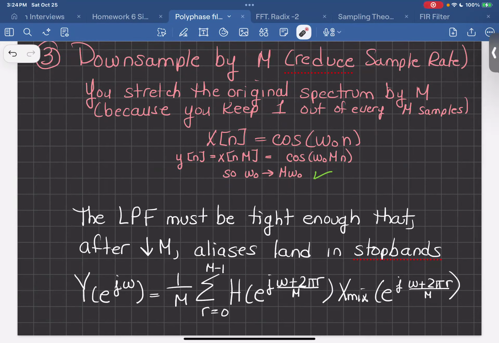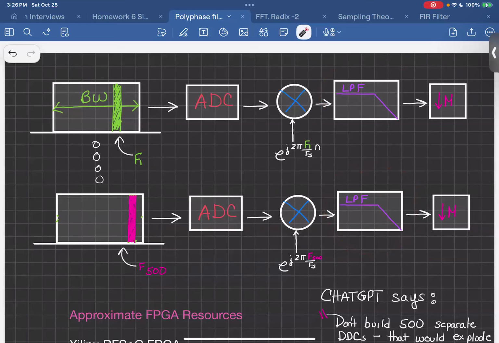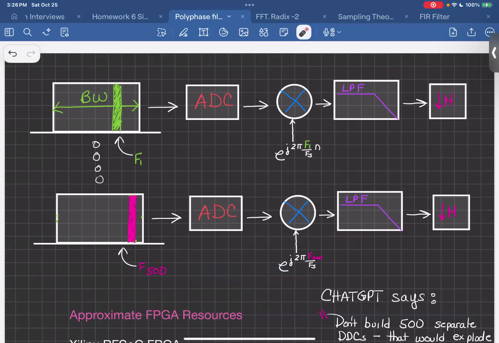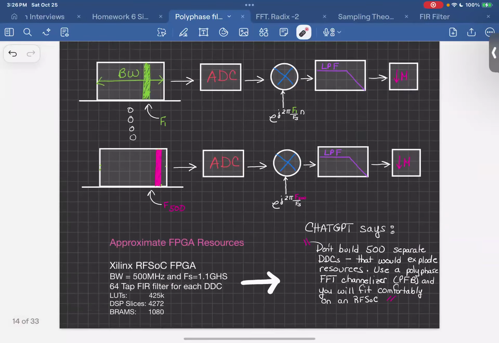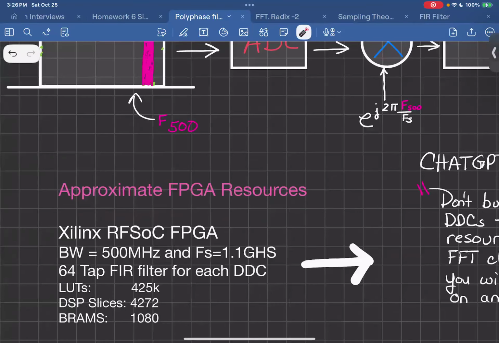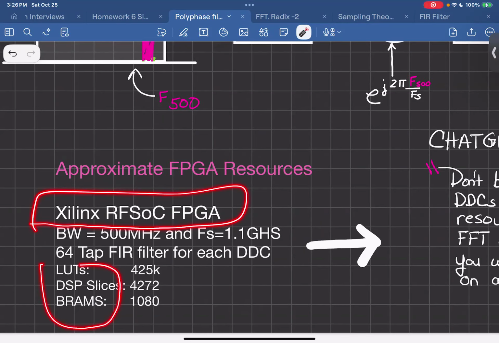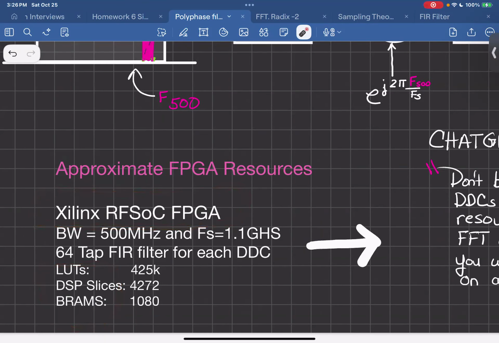Okay, so if we want to see everything, and we want to see it in a great way, filtered properly, well, then we have to have unique LOs for each one, unique filters for each one because they're at different frequencies. And so, wow, let's see, what kind of resources is this going to take? Remember, you're supposed to look up how many of these resources are in a Xilinx RFSoC FPGA.